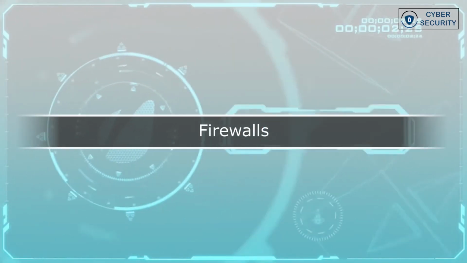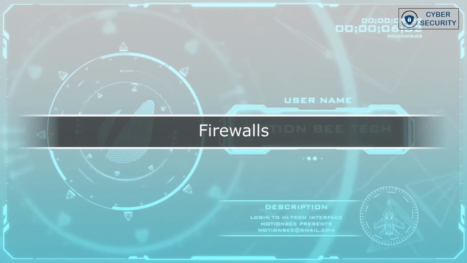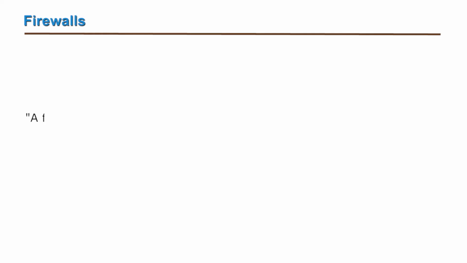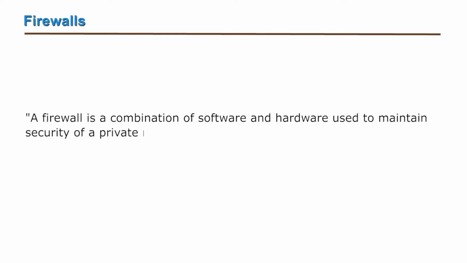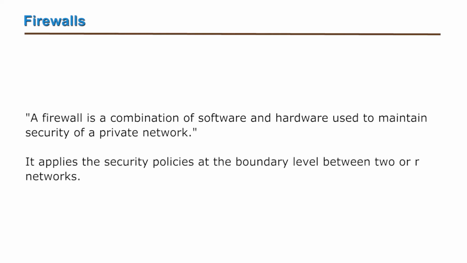The fifth and foremost important security mechanism is firewalls. A firewall is a combination of hardware and software that is used to maintain the security of a private network. It applies the security policies at the boundary level between two or more networks. There are certain design goals a firewall should satisfy. They are: all traffic from inside to outside the network must pass through the firewall. Only authorized traffic will be allowed to pass through the firewall.